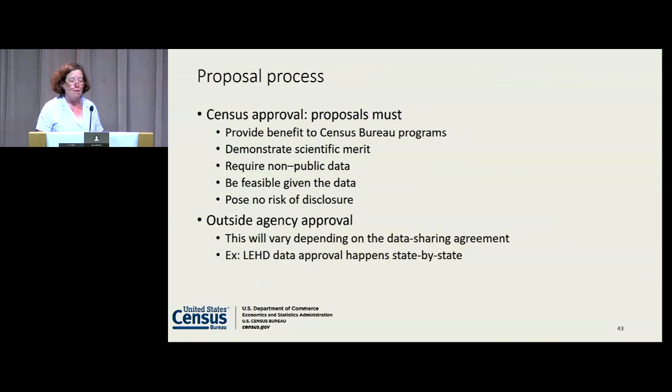If you have a feasible study and it says something about the people or the economics of the United States, then you're good. So it's a pretty low bar to cross. It has to demonstrate scientific merit. It has to require non-public data.